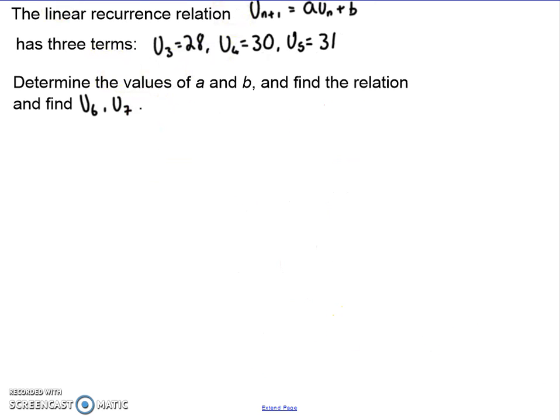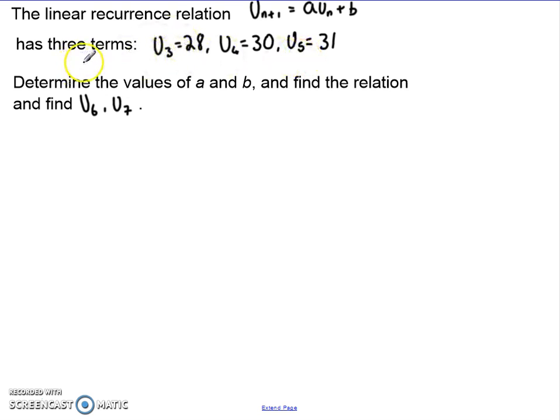Last one, linear recurrence relations. Un plus 1 equals a un plus b. Again, all I've done is change these, but it's still next term equals previous term doing something. It's still the same sort of thing. It has three terms, u3, u4 and u5. Determine a and b and find u6 and u7. Now, just because it's 3, 4 and 5 doesn't make any difference to our steps. The key thing is they're 3 consecutive terms. Because they're 3 consecutive terms, I can still work with it.